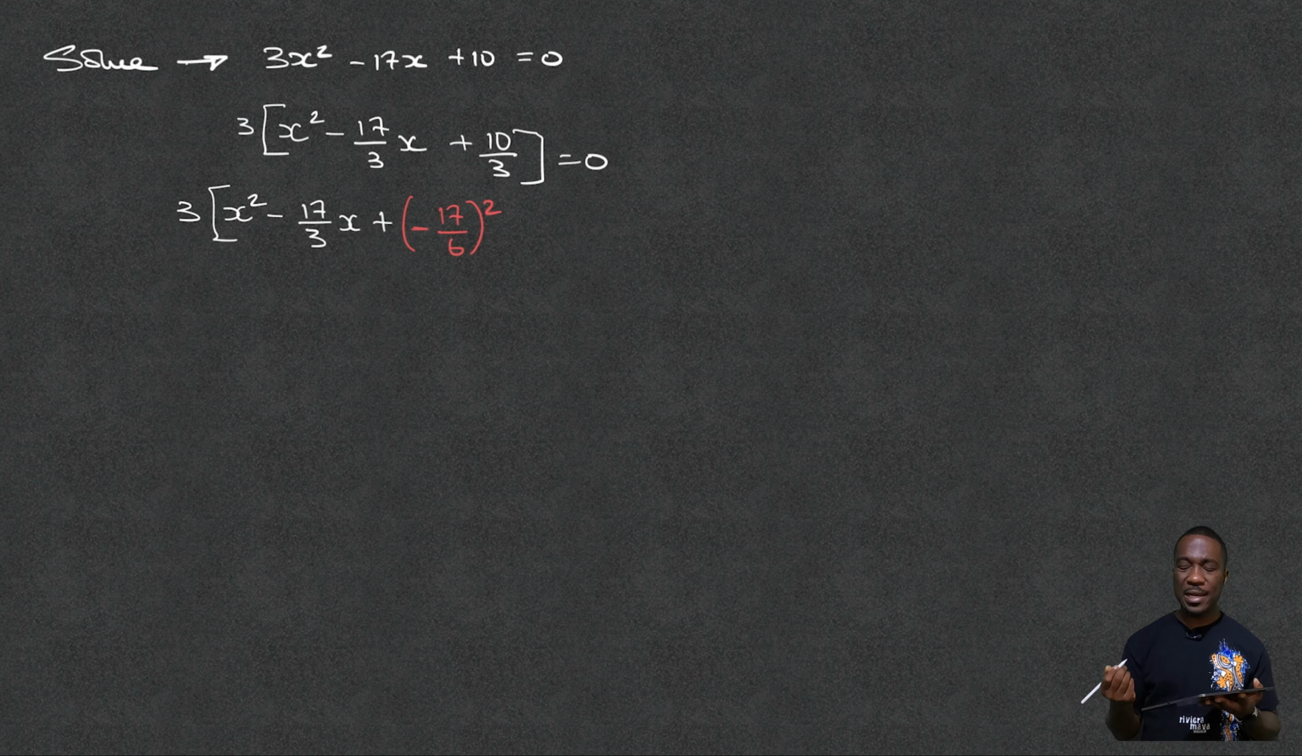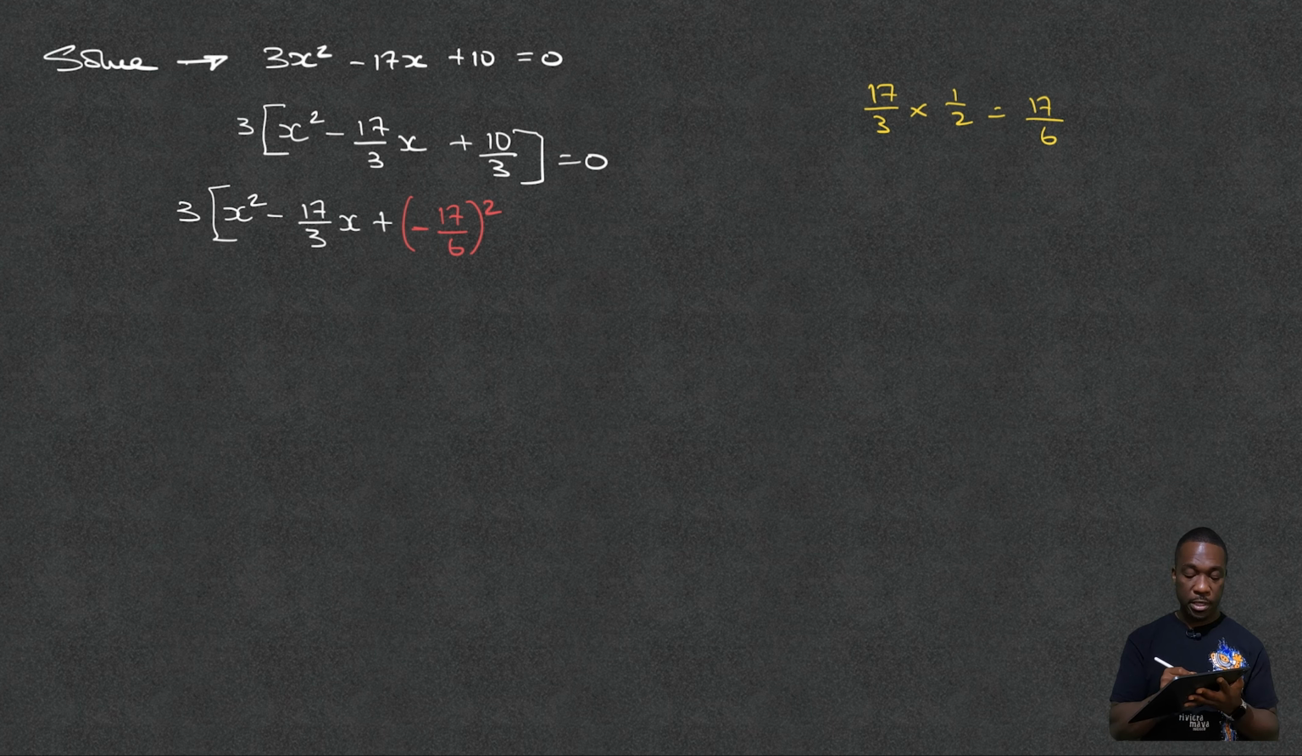But you might say, where did I get that from? Let's do some work on the side. If I need to find half of this coefficient, it means multiply it by a half. So if I take my 17 over 3 and I multiply that by a half, it becomes 17 over 6. So that's half of it there.